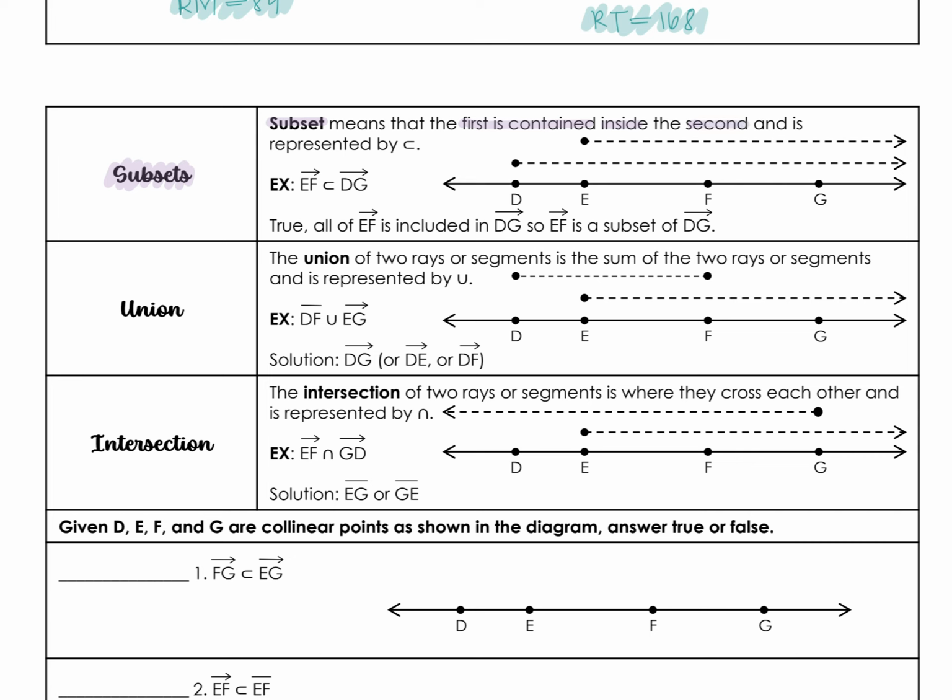Okay, so we want to just look and see, where do these two overlap? I usually will just color it in. And it looks like we're going to have a start and a stop, right? So that's going to be a segment. And so we just want to look at the two endpoints, the start and the stop. And that would be our E and G. Okay, so you can either call it segment EG or you can call it segment GE. All right, so now let's look at some practice problems below.